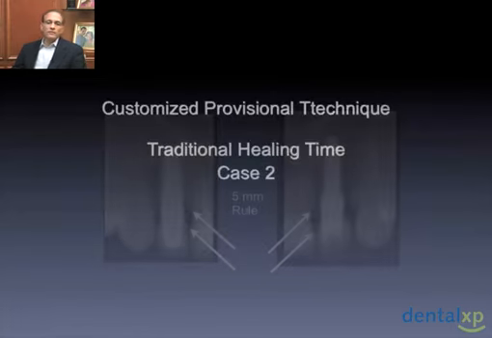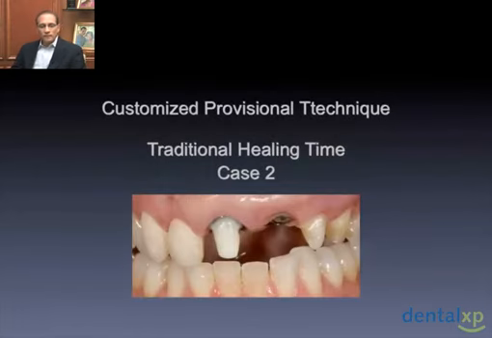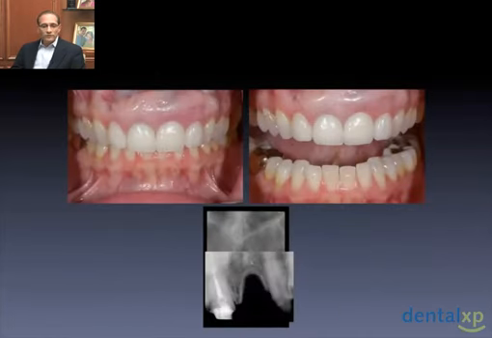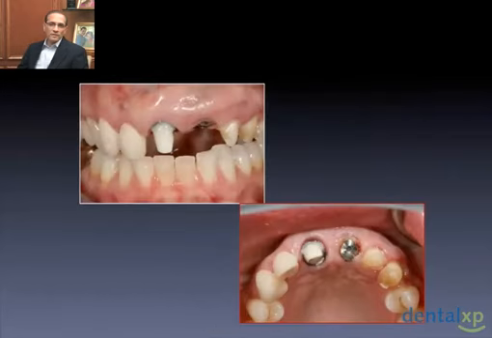Now we're going to talk about the custom provisional technique regarding the second case. Same thing, traditional healing time. The patient comes from the surgeon. Adequate tissue has been developed on this case. If you remember, this was a type 2 defect where the interproximal bone was maintained, but the palatal and buccal plate were missing.